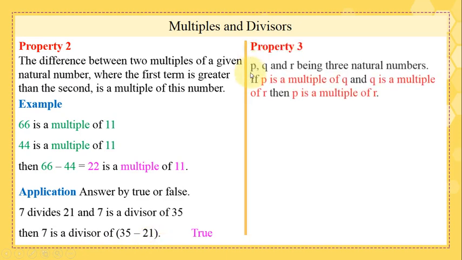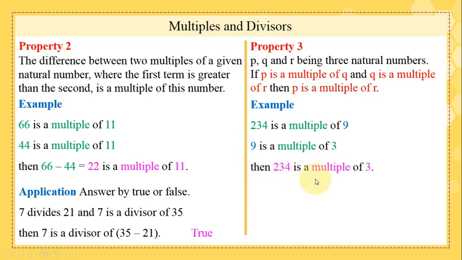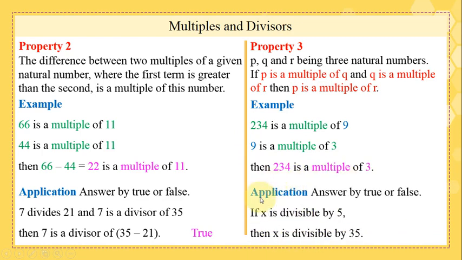Property 3. P, Q, and R being three natural numbers. If P is a multiple of Q and Q is a multiple of R, then P is a multiple of R. Example: 234 is a multiple of 9. 9 is a multiple of 3. Then 234 is a multiple of 3.